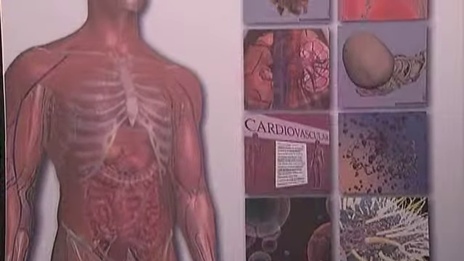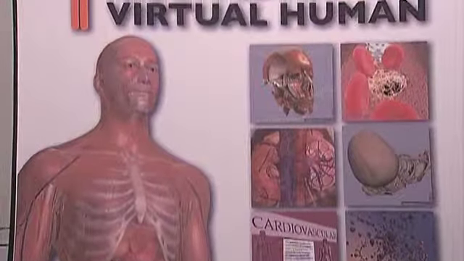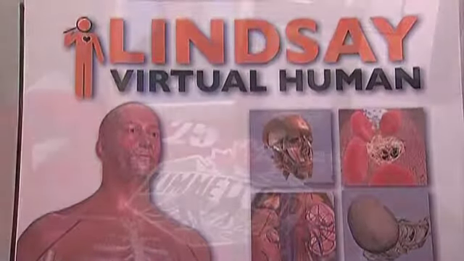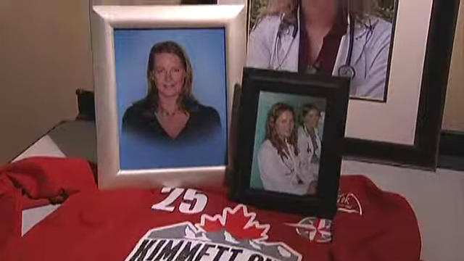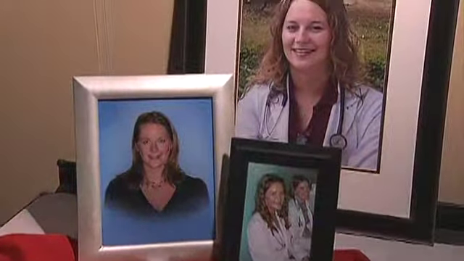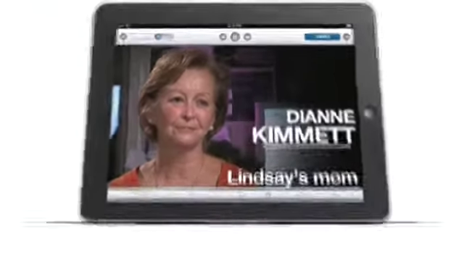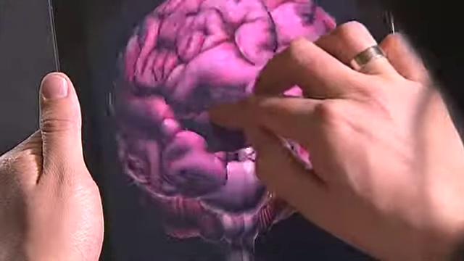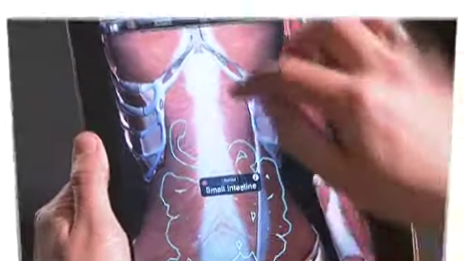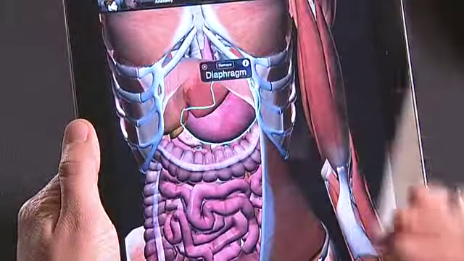So we were searching for a name, and one of the names that came up was Lindsay, because Lindsay Kimmett was a student who had a car accident just a couple of months before. It is a project we are thrilled has her name with it, because we know it's a project that she would have loved. She absolutely would have been so inspired by the 21st century teaching tool that it has become.